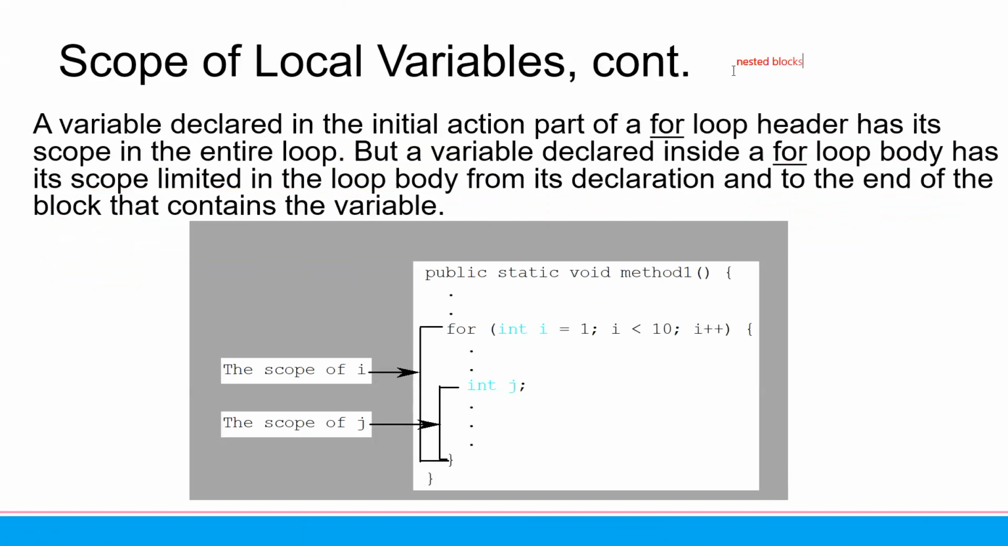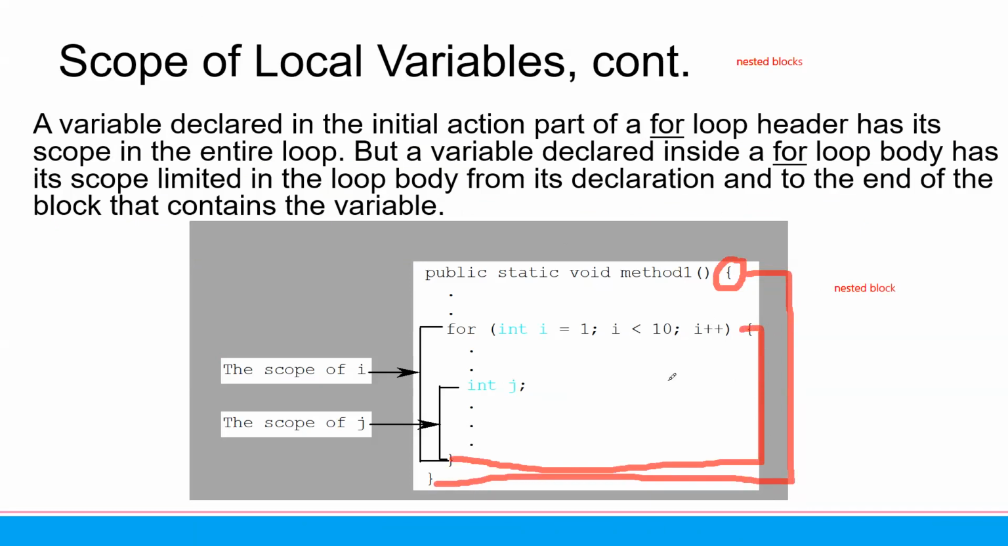Nested blocks means this is the opening and this is the ending. So we call this one nested block. And we can have another nested block from here to here. This is another nested block.